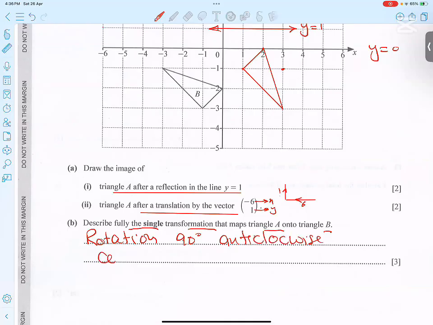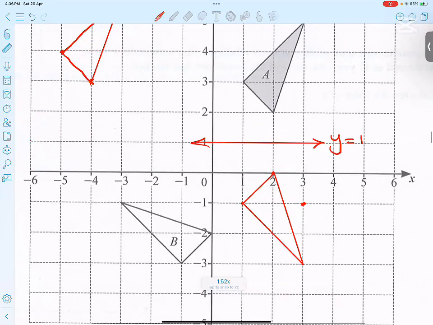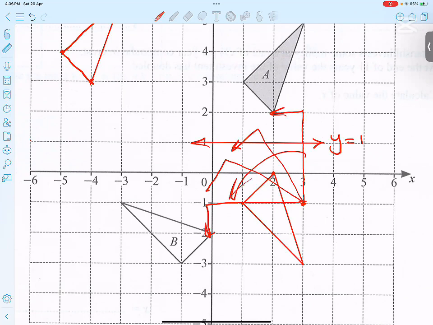Center, what? Center is (3, -1). So once again, I show the center. Look at now, counting boxes. So 3 boxes up, 1 left. 3 boxes, 1; 3, 1; 3, 1. So you see, I have reached here, and from here to here is 90 degrees.